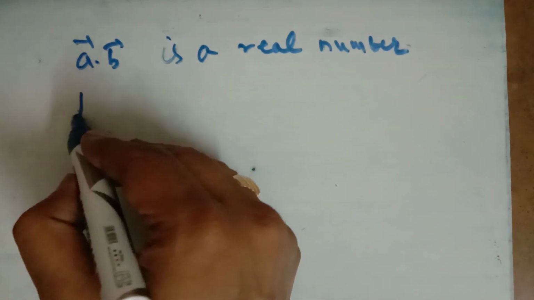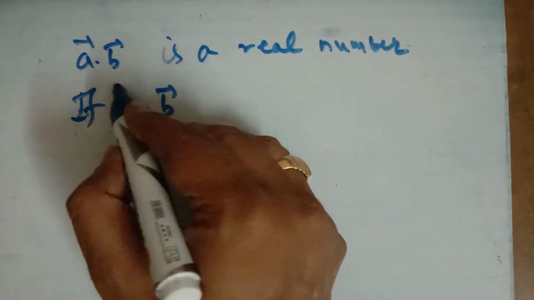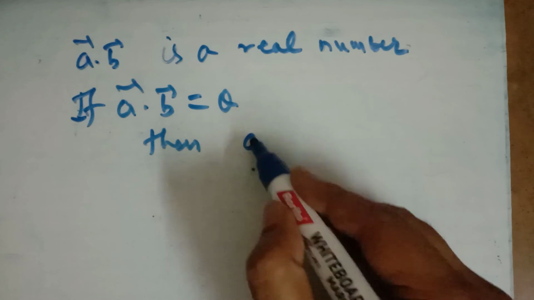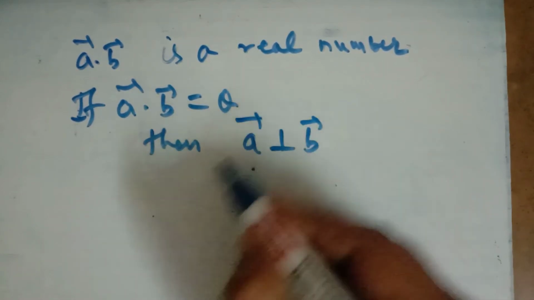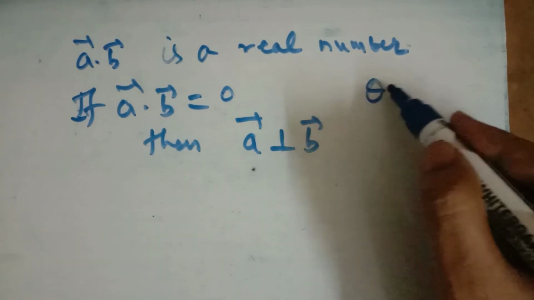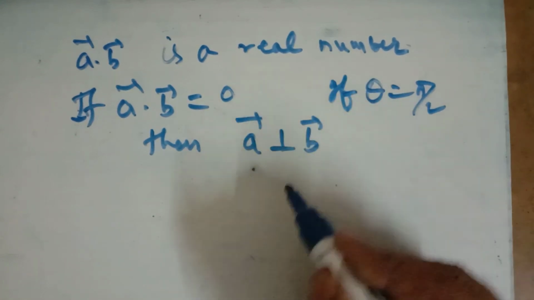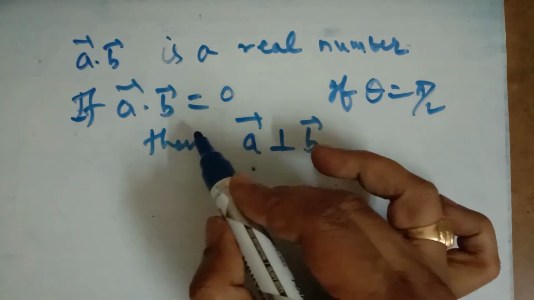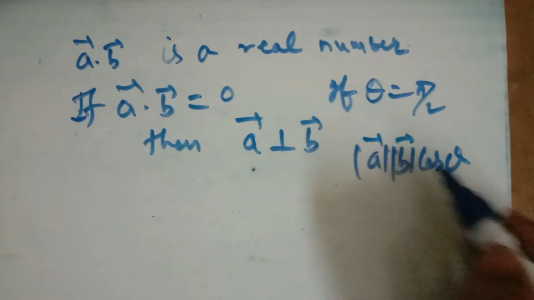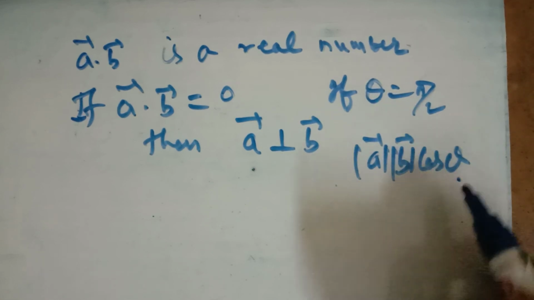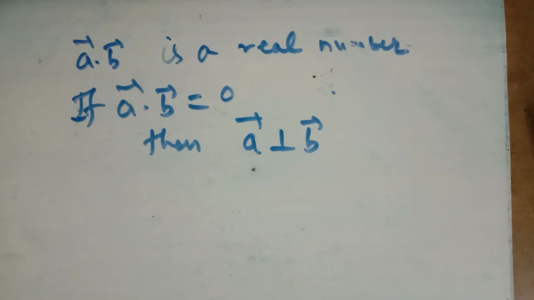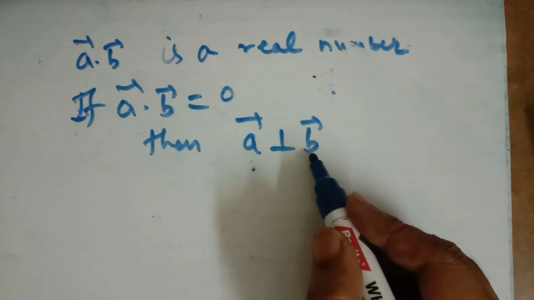Now if a dot b is equal to 0, then vector a will be perpendicular to vector b. When will a dot b be 0? If theta is equal to 90 degrees, because cos 90 is 0. A dot b is equal to modulus of a into modulus of b into cos theta, and this will be 0 if theta is equal to 90 degrees. So if a dot b is equal to 0, then vector a is perpendicular to vector b.